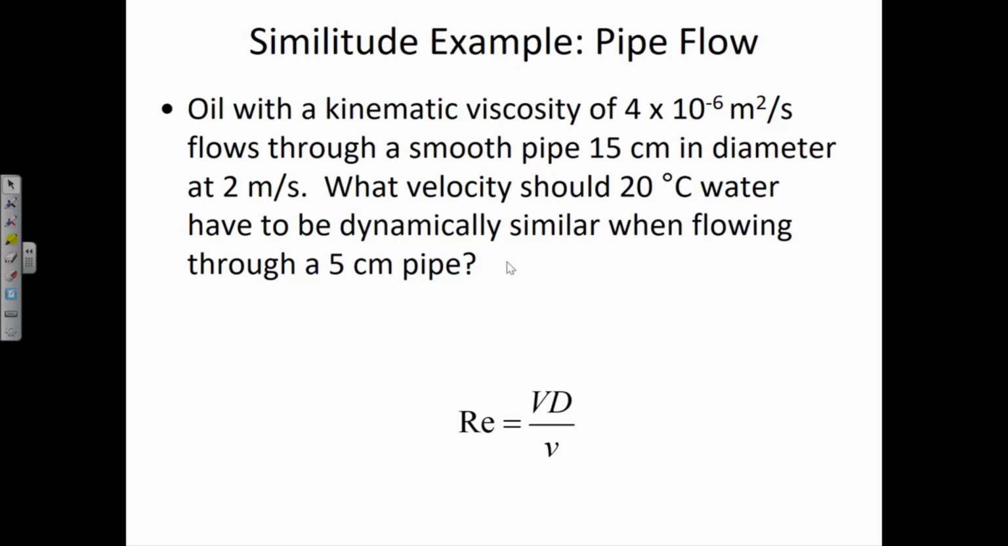Okay, so the question is what velocity should we have going through that pipe so that it's dynamically similar to the situation of the oil going through the pipe at 2 meters per second. Same kind of idea as the previous problem.